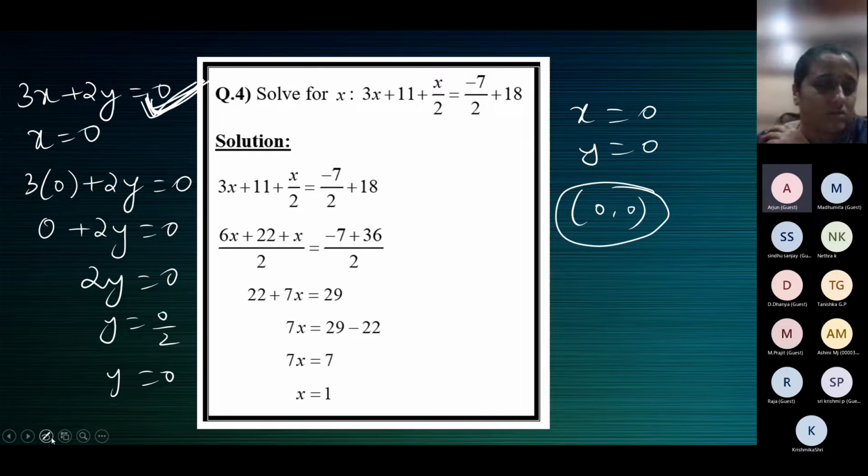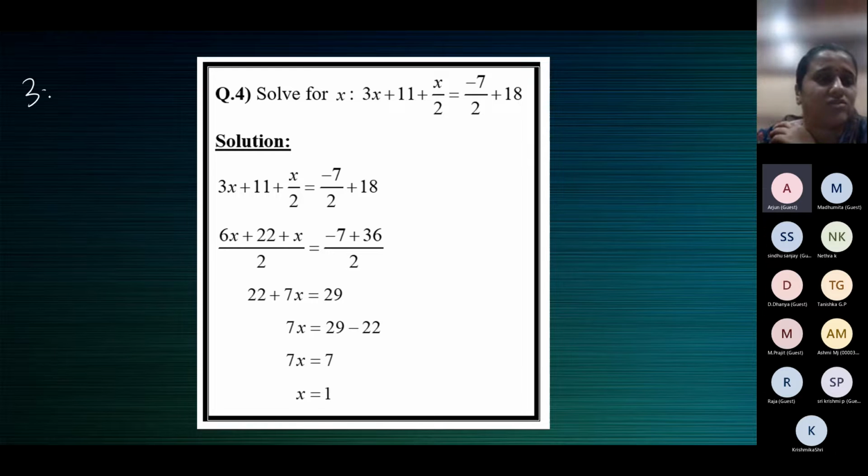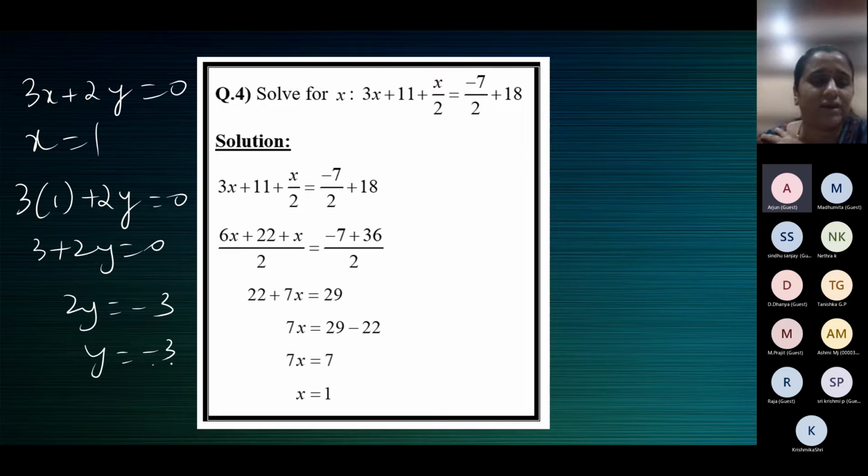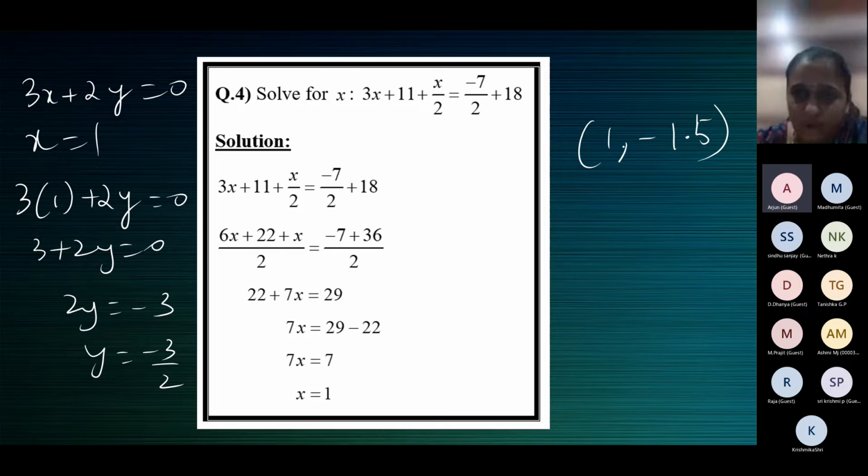So now, 3x plus 2y is equal to 0. Give any value for x. Say x is 1. So 3 into 1 plus 2y is equal to 0. 3 plus 2y is equal to 0. 2y is equal to minus 3. Y is equal to minus 3 by 2. That is, when x is equal to 1, the value of y is minus 3 by 2, that is minus 1.5. So this point 1 comma minus 1.5 will lie on the straight line of the graph of this equation.